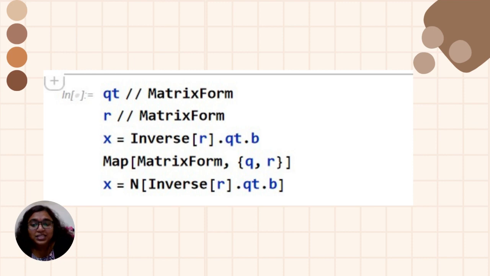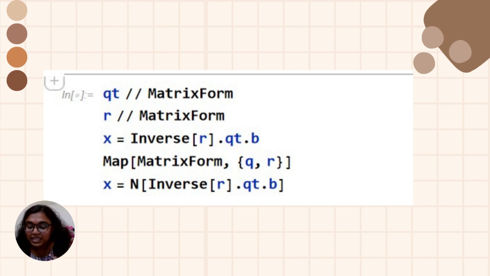This is the next code: QT // MatrixForm, R // MatrixForm. Here I'm going to display Q, T and R in matrix form in a proper way. Next is x equals Inverse[R].QT.B, and Map[MatrixForm, {Q, R}], and x equals N[Inverse[R].QT.B].